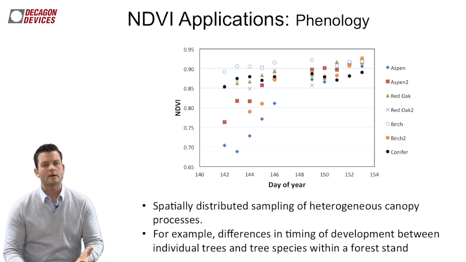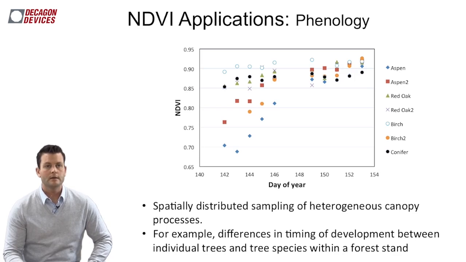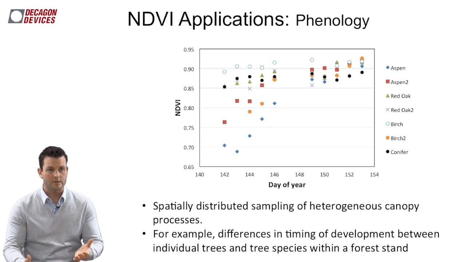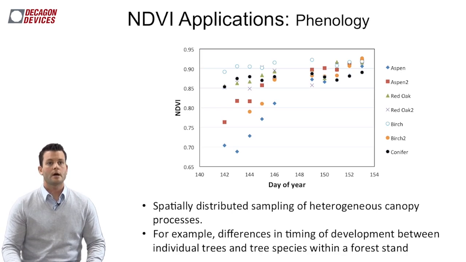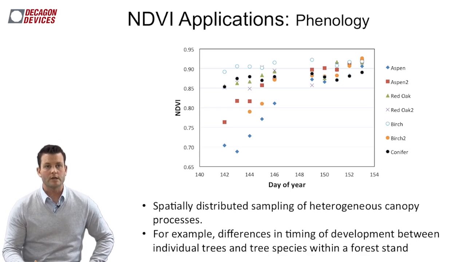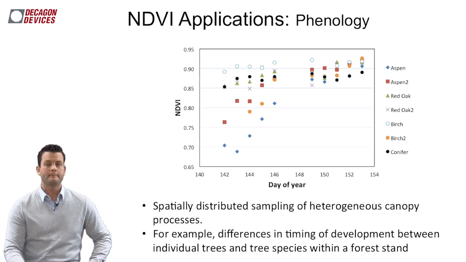But these data are really, I think, a nice example of how NDVI data can be used to assess spatial heterogeneity, or species by species or tree by tree, differences in green up, even within the same stand.